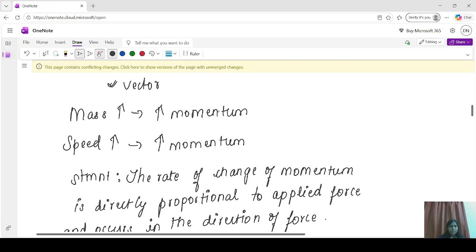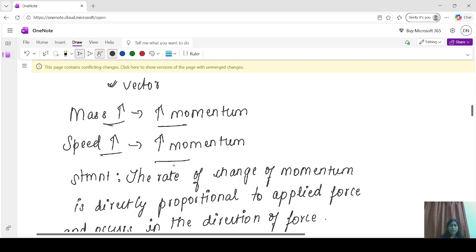And now, what happens when mass increases? The greater the mass, the greater the momentum. And the greater the speed, the greater the momentum. Now, let's take an example. A truck has more momentum than a bicycle, and a fast bullet has huge momentum despite small mass.